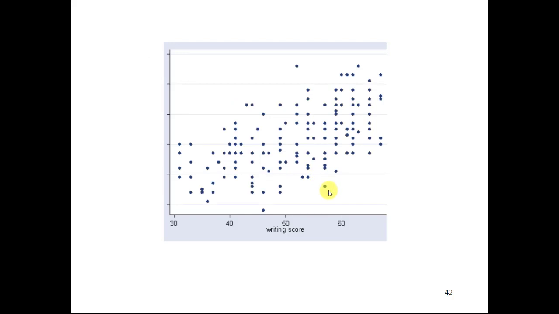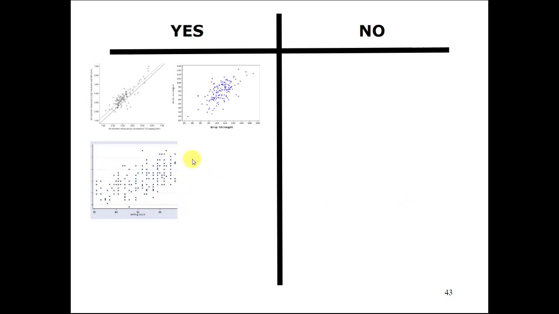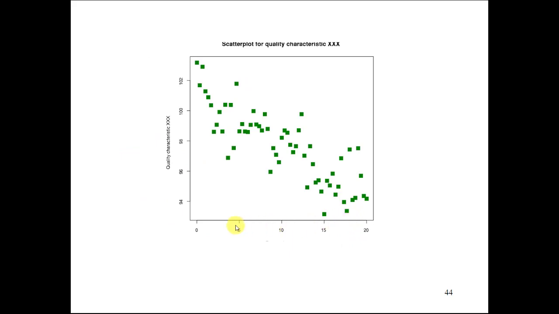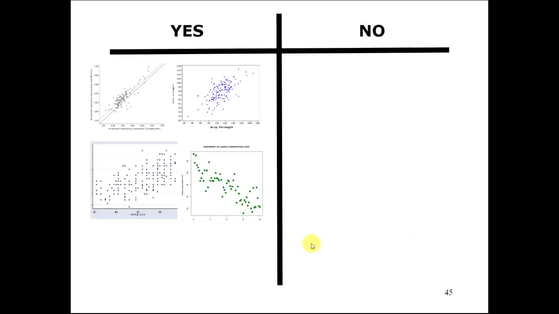Here's another scatterplot. Think to yourself, is this a yes or is this a no? I'm going to go ahead and tell you that this is another example of a yes. So it's going to go in the yes column again. Let's look at the next one. So take a look at this example and think to yourself, is this going to go in the yes column or is this going to go in the no column? I'm going to tell you that this is an example of a yes. So this is going to go in the yes column. Okay?